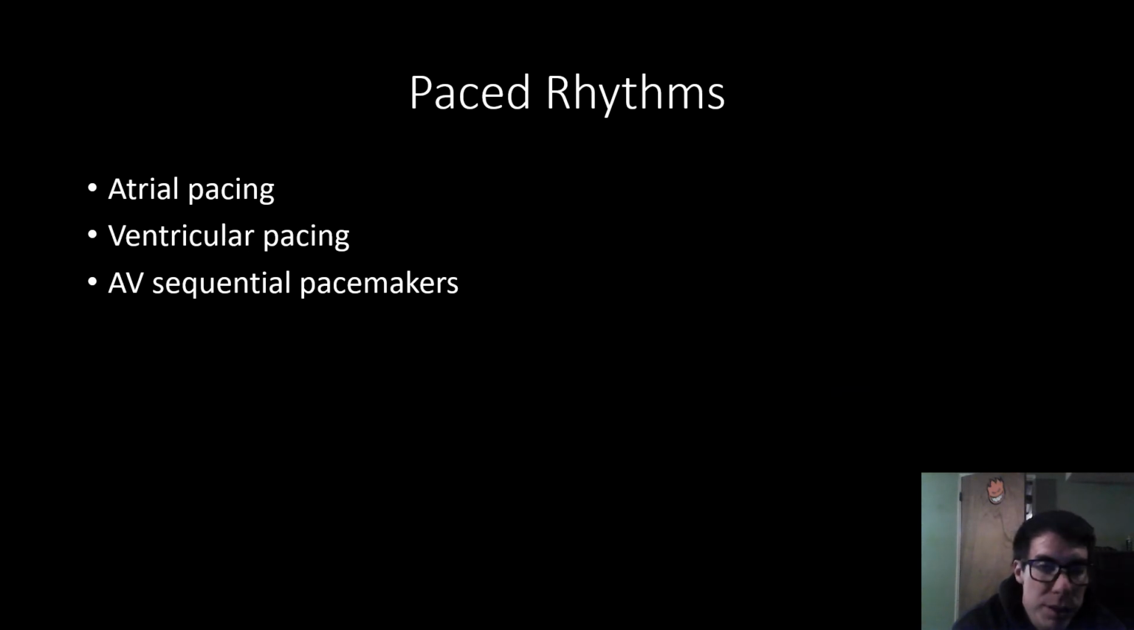So, paced rhythms. Paced rhythms are for people that have pacemakers. There are different types of pacemakers. There are atrial pacemakers, which stimulate the SA node, and that's all they do. So that means the ventricles will receive impulses and generate them fine, but the atria, for whatever reason, doesn't work.